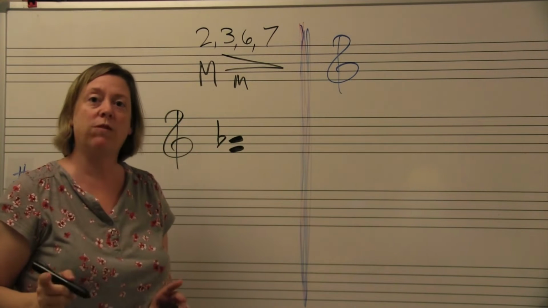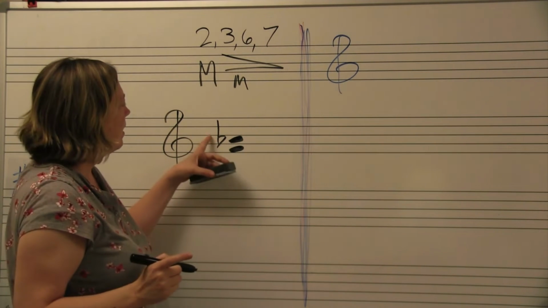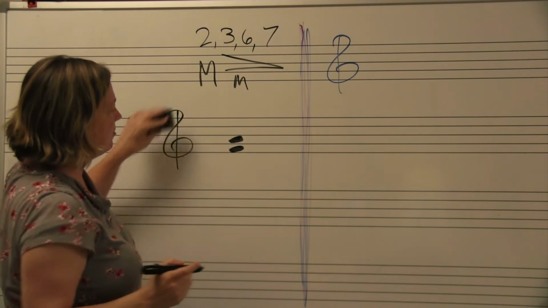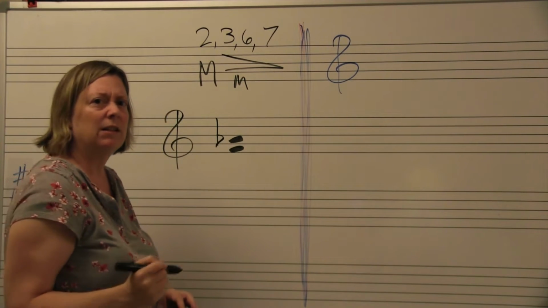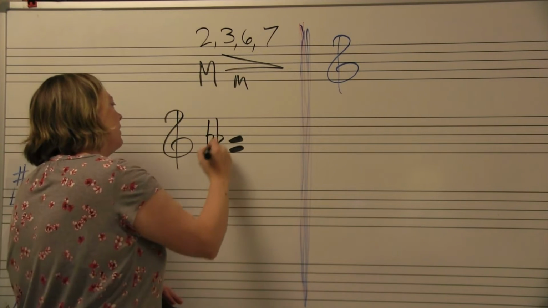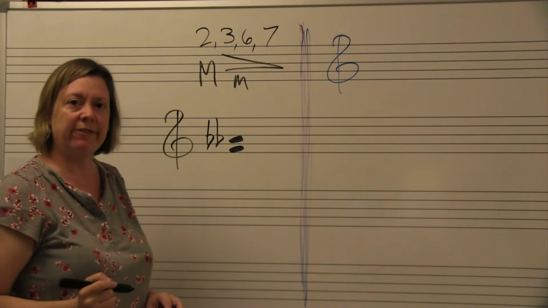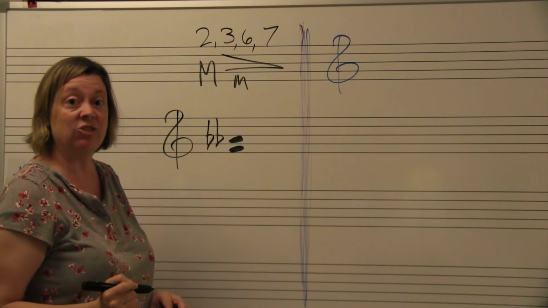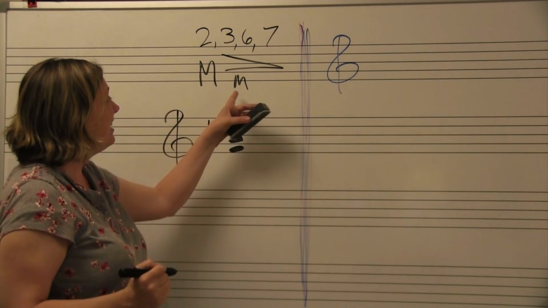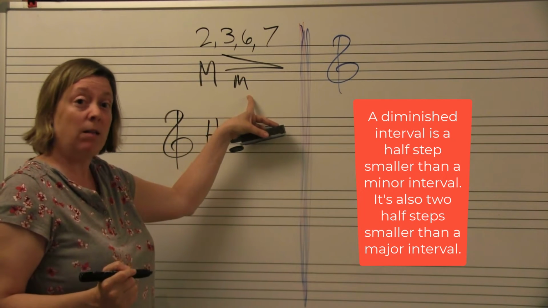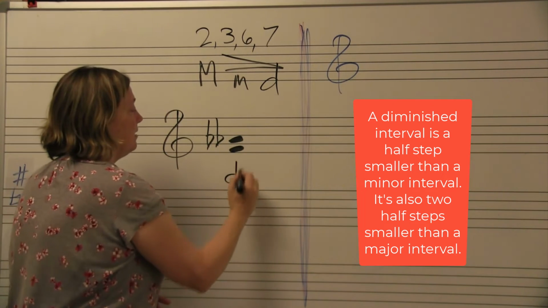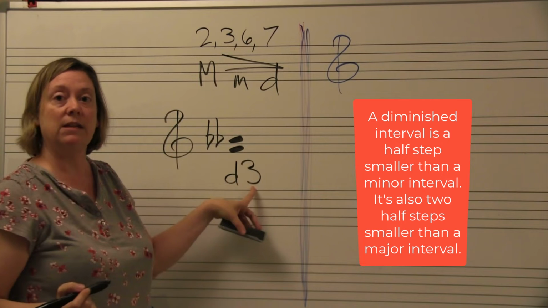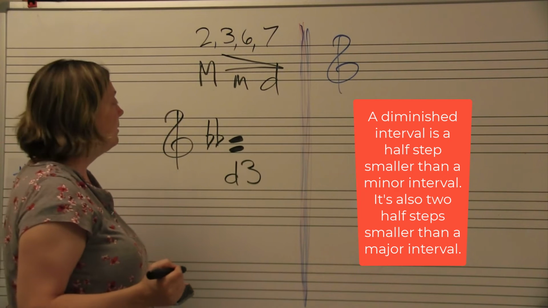What happens if I go overboard? What if I both get the top note, so we had major third, minor third. What if I get even closer? Double flat. There is a term for that. Diminished. Diminished is a half step smaller than minor. This is a diminished third, lowercase d, 3. Diminished third.